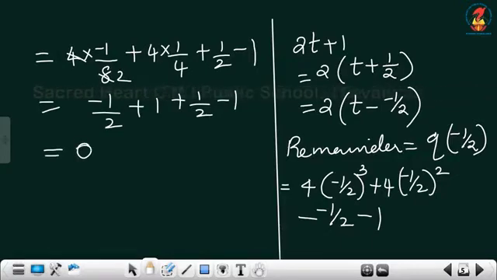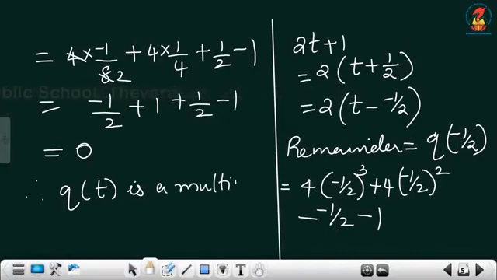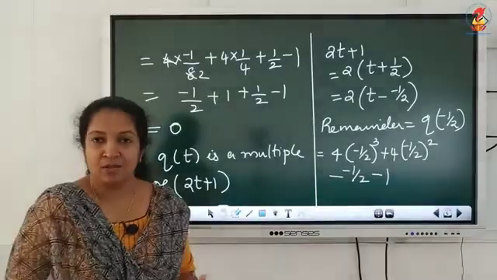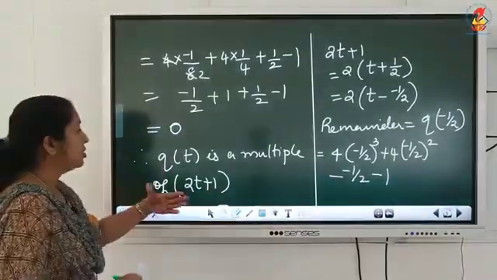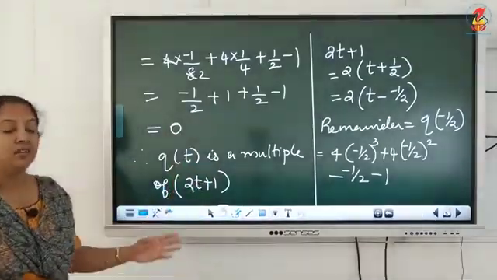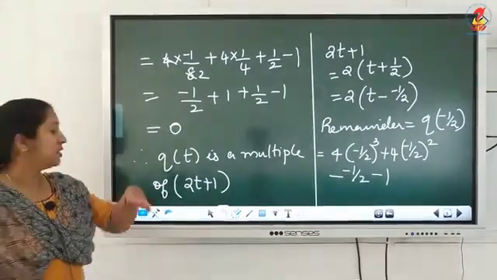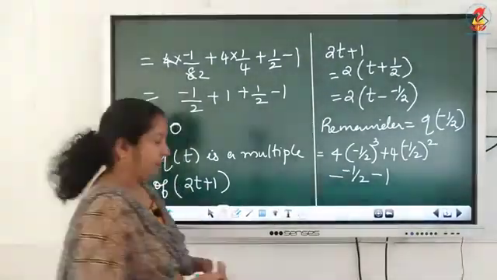So, the remainder is 0. Therefore, what we can write is q of t is a multiple of 2t plus 1. This is the final answer. What we have proved is remainder equal to 0. Since the remainder is equal to 0, we can say q of t is a multiple of 2t plus 1, or in other words 2t plus 1 is a factor of q of t.